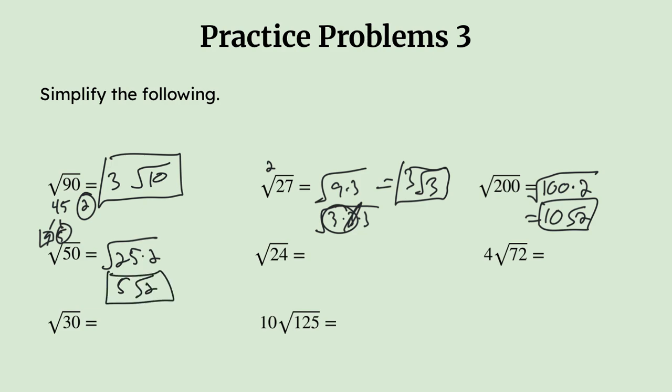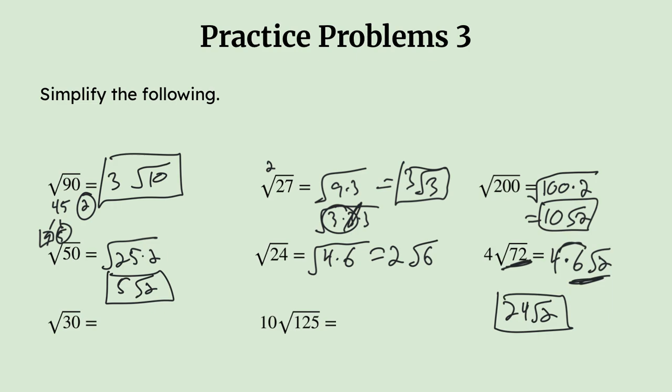24 is 4 and 6. That one always feels like it should have more, but it's just 2 square root 6. 72 is, we did that one earlier, 4 times 6, square root 2. This is what this simplified to, and then you multiply the 4 by the 6, and you get 24 square root 2. Square root of 30, can't simplify, because that would be 6 and 5, 2 and 3. 2, 3, and 5 don't share.